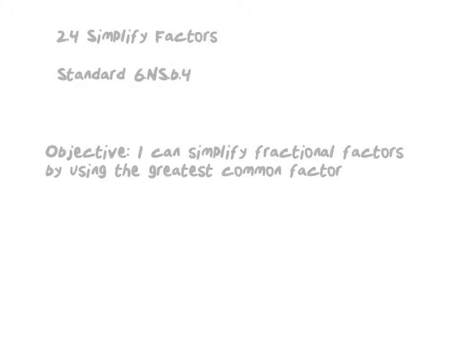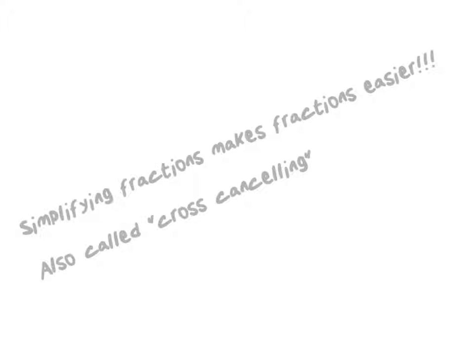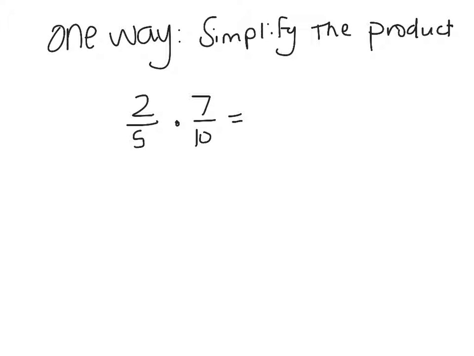Our objective today is I can simplify fractional factors by using the greatest common factor. We've used the greatest common factor before, so you'll have to recall your math lesson previously. Today's lesson, Simplifying Fractions, makes fractions easier. It's also called cross-canceling. This lesson is just a trick, a tool, a strategy. If it is harder for you to simplify this way, then you don't have to use it. I'm going to show you two ways. Please write these both in your notes side of your notebook.